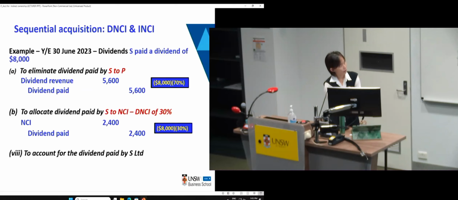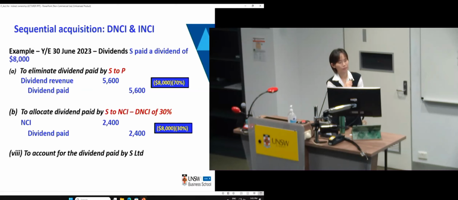Anything else after this elimination of the dividend revenue? No, because the dividend is in the record of P. The parent's company records this dividend revenue, and after this elimination entry, parent's entity's current year profit reduces. Nothing to do with NCI, right? It simply just reduces the group profit, that's it. Now the remaining 30% of dividend paid by S is to NCI, right? So we debit NCI, credit dividend paid for 2,400, that's all.